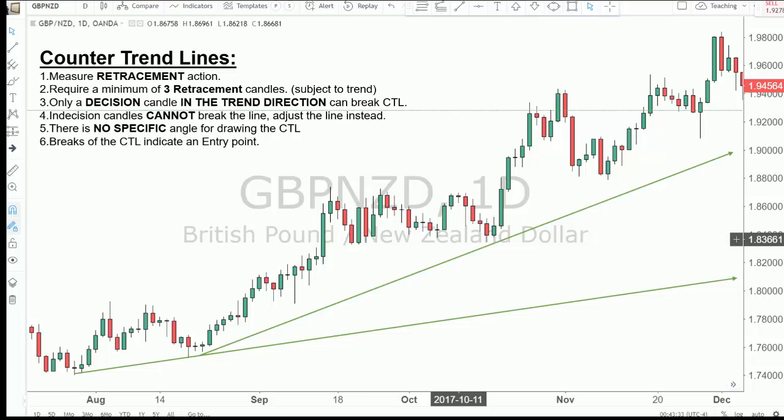So let's explore a few scenarios here. We've got the market making a clearly bullish move here to the north. What we're looking for afterwards is for the market to show some semblance of moving against the trend. There's no specific angle to search for a counter trend line. You do want it to be as aggressive as possible, but there's no specific angle that you need to obey.